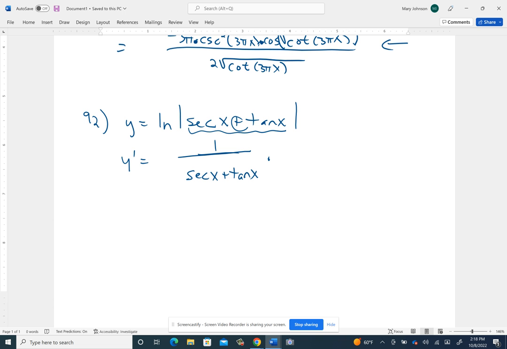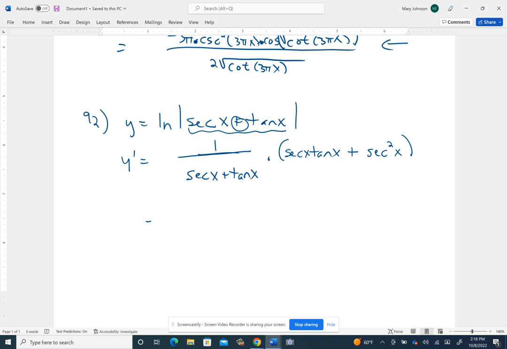Then we have to multiply by the derivative of this input right here. And this is a plus, so we're not using a product rule. We're just doing the derivative of secant, and then the derivative of tangent. The derivative of secant is secant x tangent x. And then we'll add the derivative of tangent, which is secant squared x.